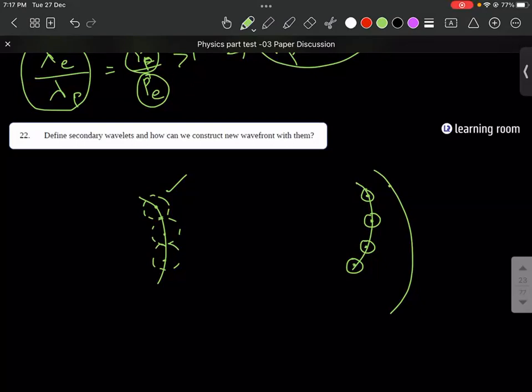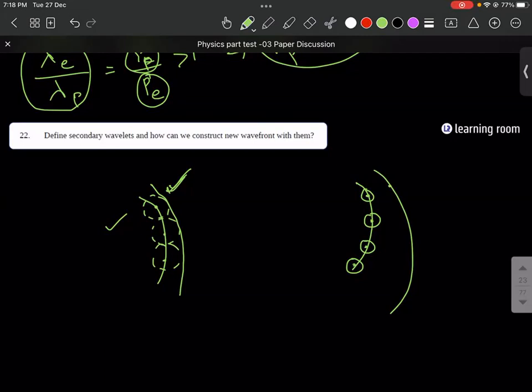So you need to define it like this. According to Huygens principle, every point on the wavefront acts as a fresh source for new disturbance, right? The new disturbance of those waves that are getting generated are what are called secondary wavelets, and we have constructed them. So how can we construct a new wavefront? If you draw a surface tangential to the secondary wavelets, you get the new wavefront.